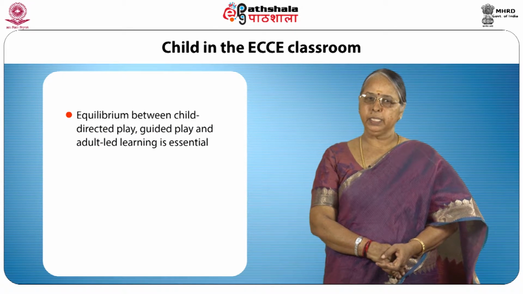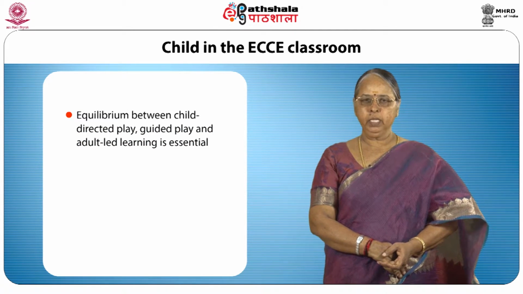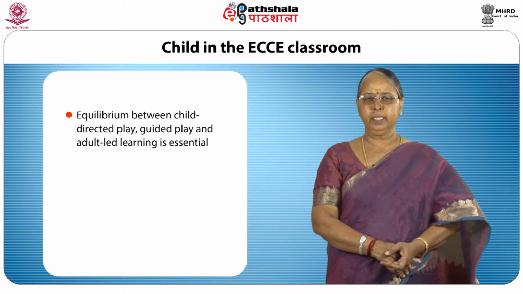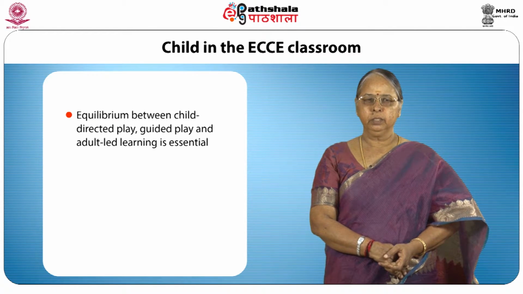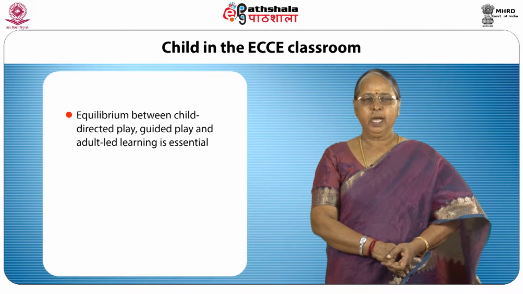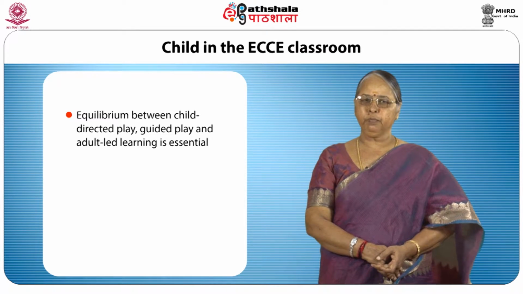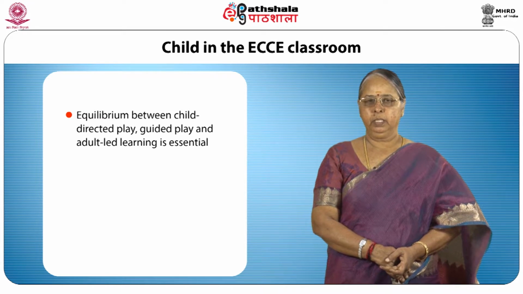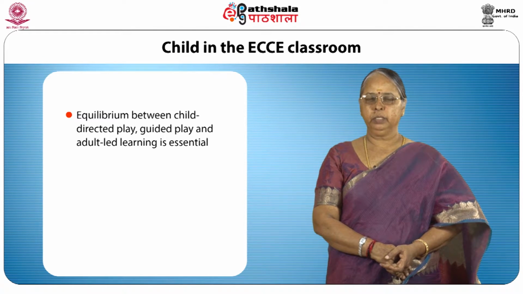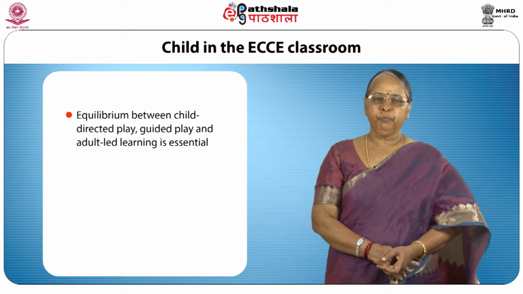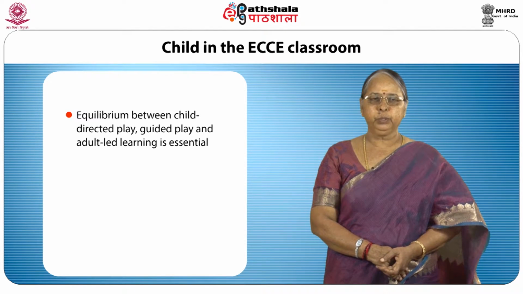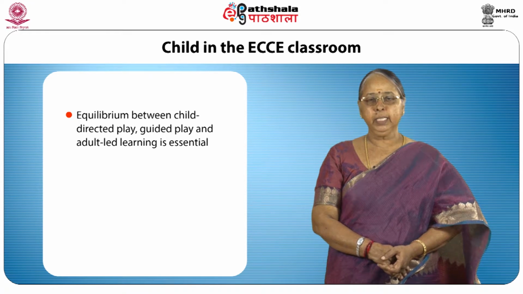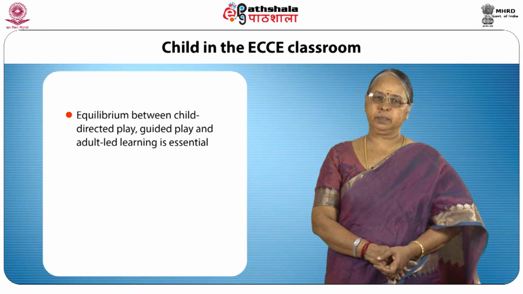Equilibrium between child-directed play, guided play, and adult-led learning is essential. Child-directed learning, facilitated learning, and instructed learning allow for holistic learning. The child and the teacher, both of whom form the crux of the classroom, come together to integrate learning to yield the best of the cognitive process.